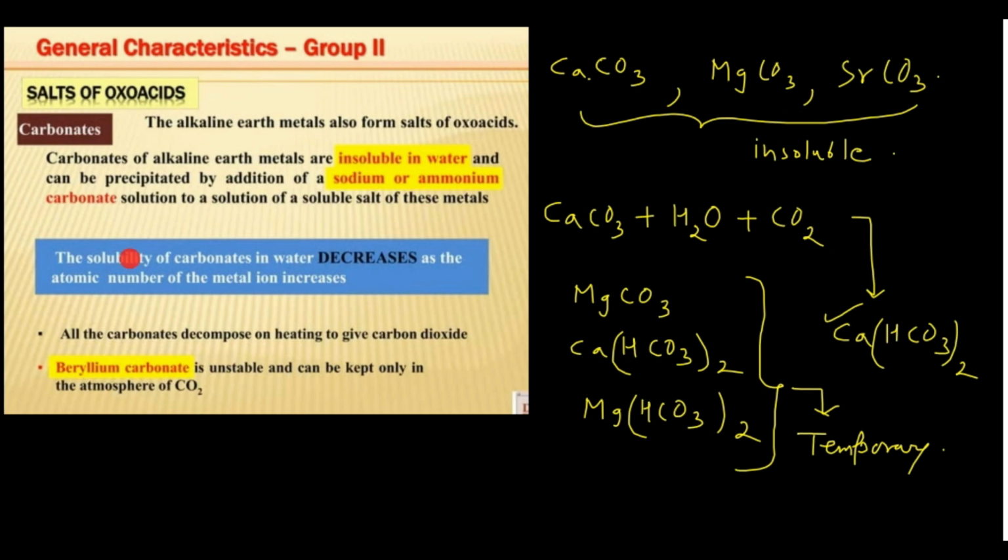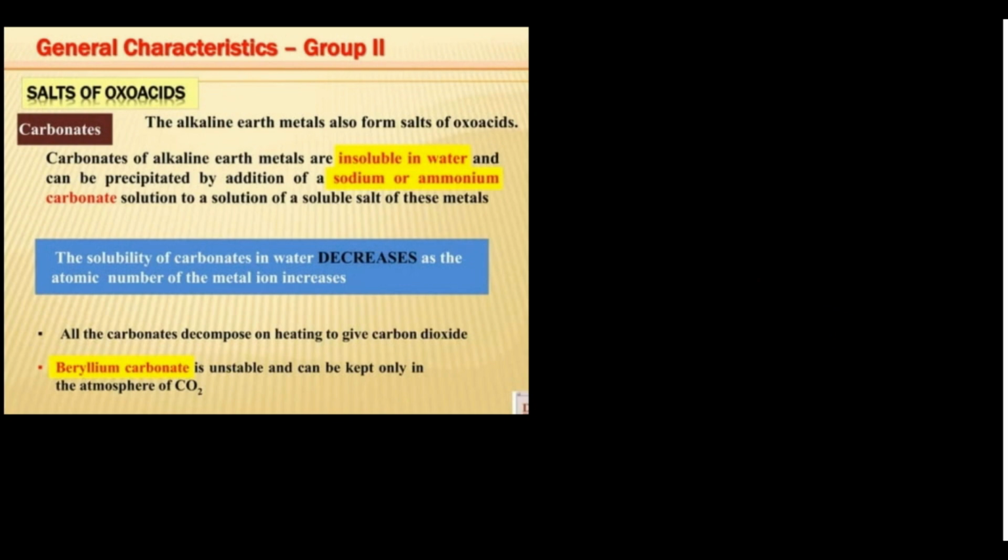Now the next very important thing is what I have written here. The solubility of the carbonates in water decreases as the atomic number of the metal increases. So what is the meaning of that? Say, let me quickly remove all the things. You have your beryllium carbonate, and after beryllium carbonate you have magnesium carbonate, then calcium carbonate, then strontium carbonate, and lastly barium carbonate.